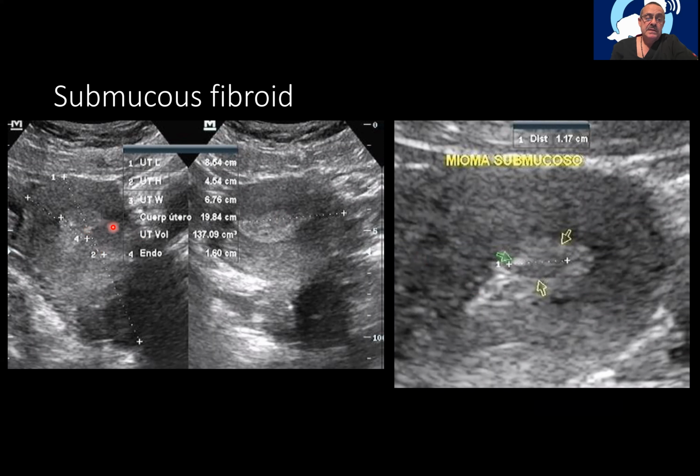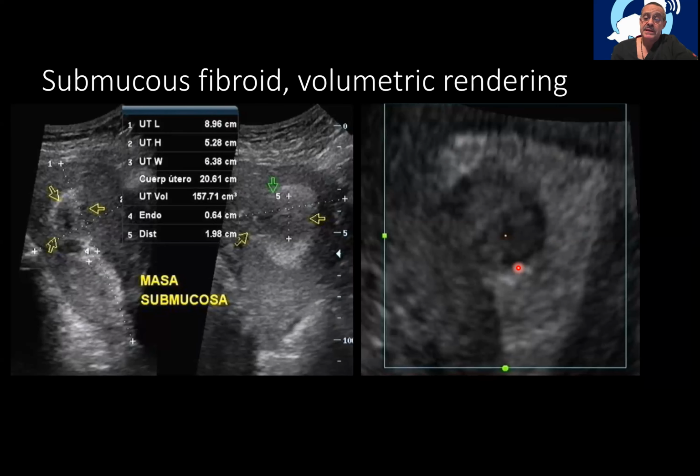And this is not a polyp, but a fibroid. It's a fibroid because it's modifying the endometrial lining. It's not inside the endometrial cavity and growing from the endometrium, but from the myometrium. See this? Okay, let me show you the render, the reconstruction of that. This is a nice picture of a submucous fibroid.